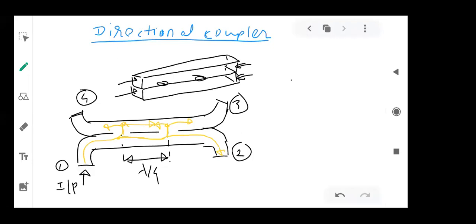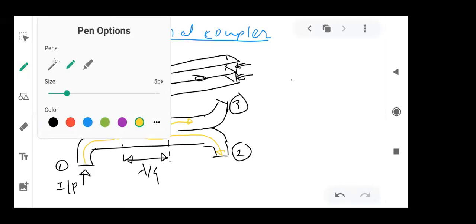If you look at this scenario, you will feel that the part of the signal will be available at port number 3 and port number 4, but that is not going to happen because of the gap of lambda by 4 between the two apertures. So what is happening actually? Let's see.